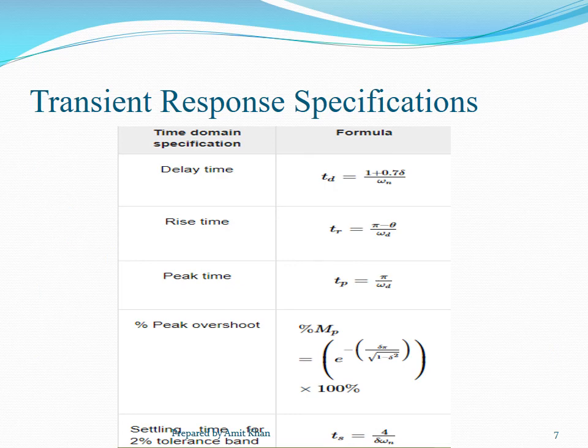Now these are some time domain specifications and their formulas. We can see the formula of delay time, rise time, peak overshoot, settling time.